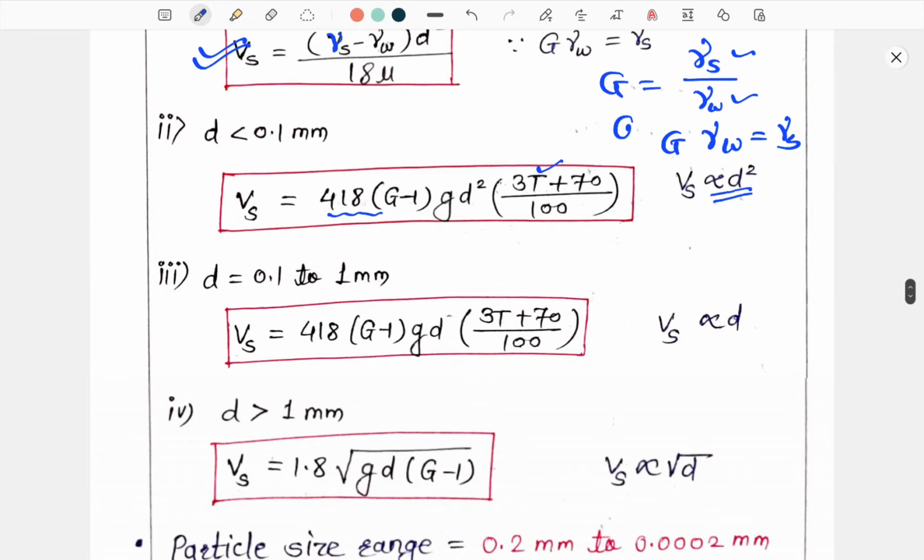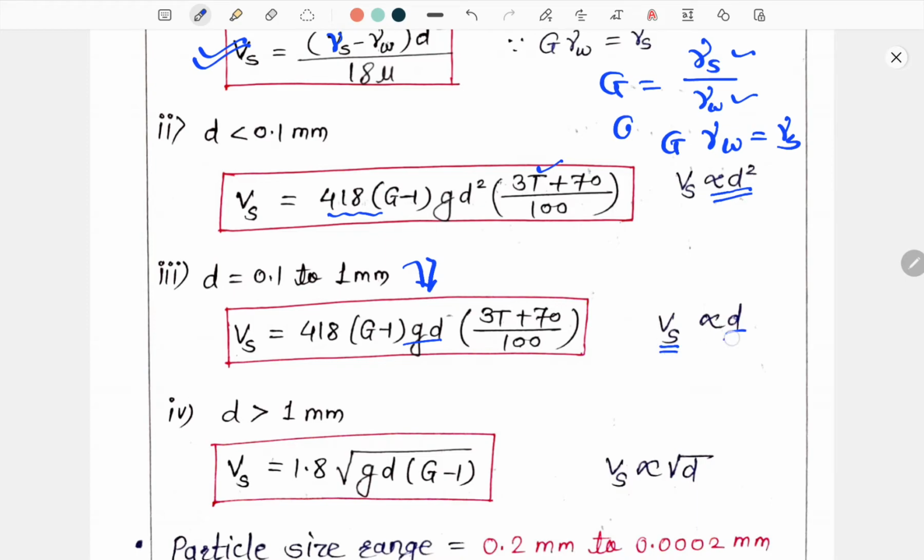Third formula is for d equal to 0.1 to 1 mm. In that case Vs = 418 (G - 1) d (3T + 70) / 100. So in this case Vs, that is settling velocity, is directly proportional to the diameter of the particle. So in the case of d less than 0.1 mm, settling velocity is directly proportional to the square of the diameter of the particle, and in the case of d equal to 0.1 to 1 mm, settling velocity is directly proportional to d.